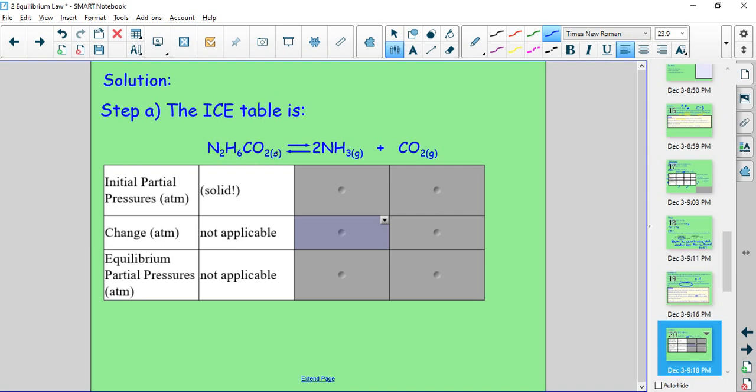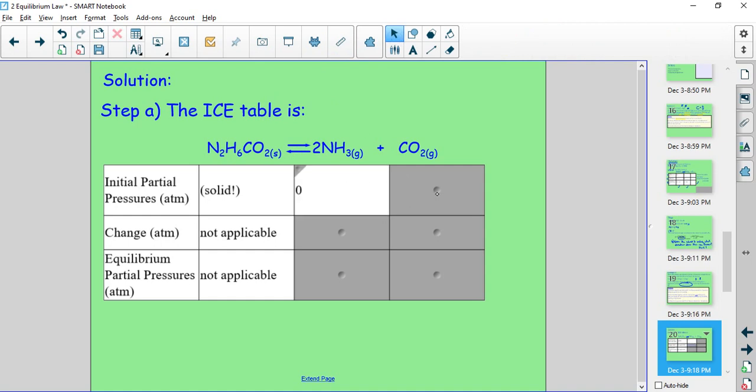Notice that because this is solid, we don't write anything for that. Instead, we're focusing on our products here. So initially, what do we have for concentrations of our products? As you would suspect, it should be 0. Nothing's happened. At time 0, we still have a solid reactant that hasn't sublimed yet. We have no amounts of products.